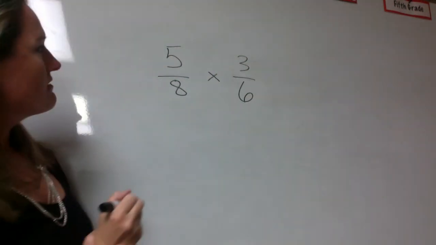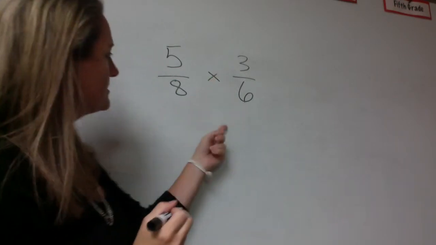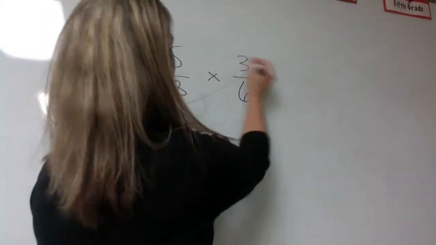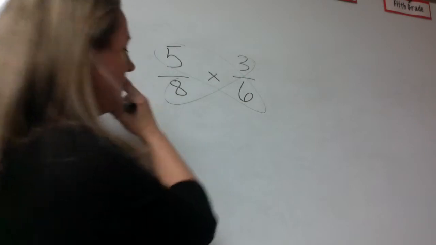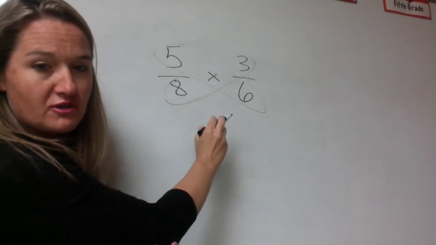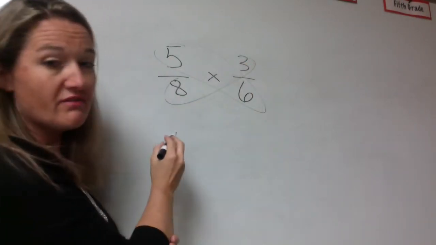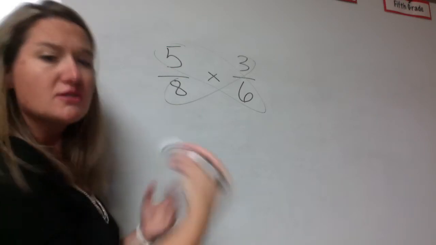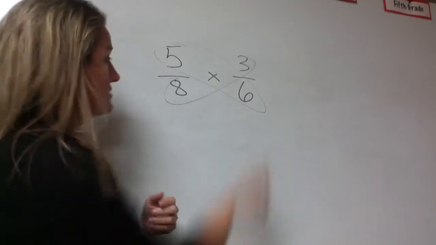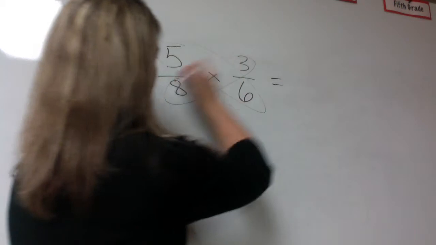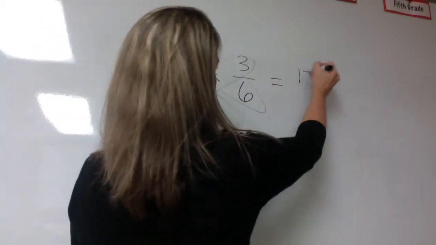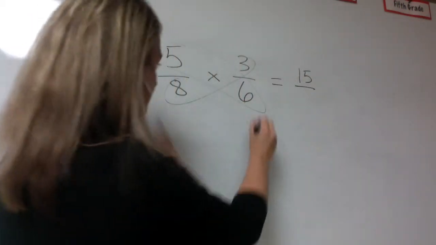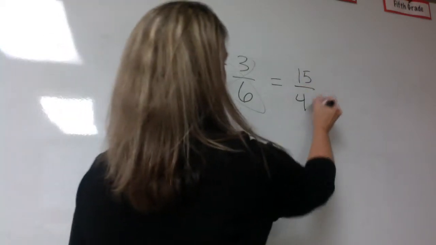5/8 times 3/6. So look across. 5 and 6, do they have any factors in common? No. 3 and 8, do they have any factors in common? No. So in this case, we can't simplify ahead of time. Now we just have to multiply across. 5 times 3, that's 15. 8 times 6, that's 48.